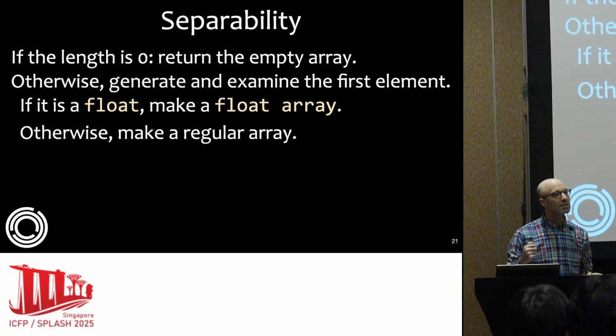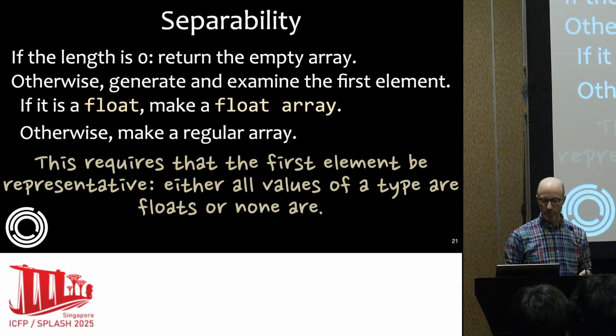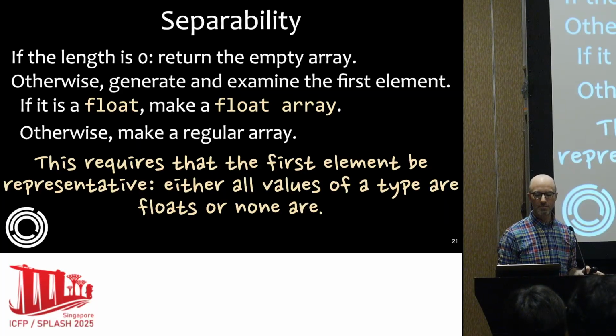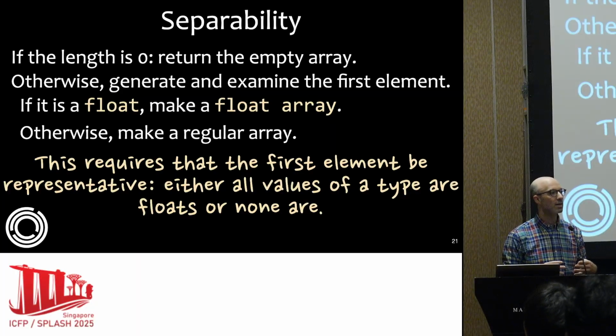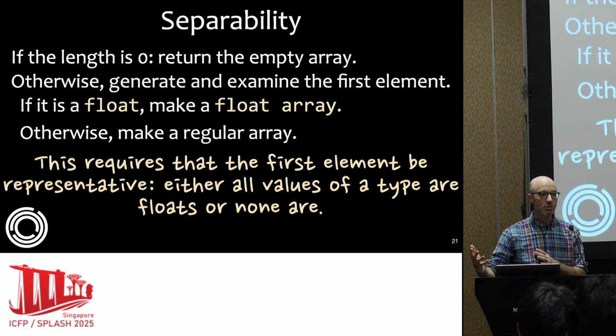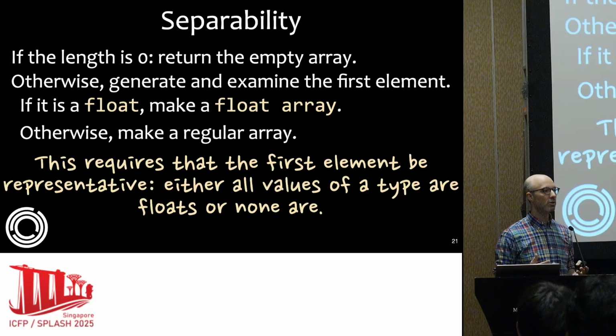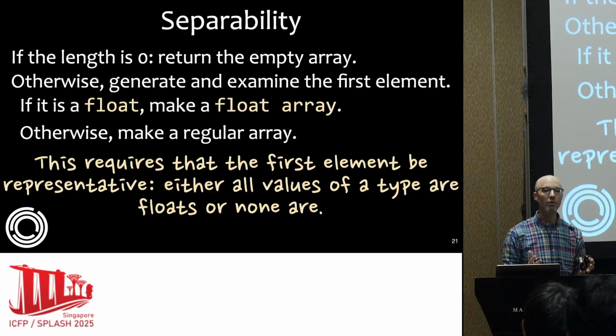Well, there's a certain assumption that's being made for the correctness of this little algorithm, and that is that the first element we get is representative of all of the elements that we will get from this type. Right? Because I'm only looking at that first element before deciding what flavor of array to get, it would be really bad if the first element in an array is a float and has the float tag, and then others are not floats, or vice versa. So what we require is that every type that we might store in an array is either comprised entirely of pointers to heap allocated floats, or has no pointers to heap allocated floats.